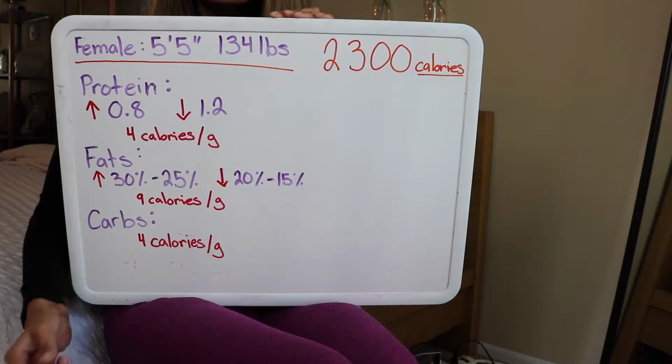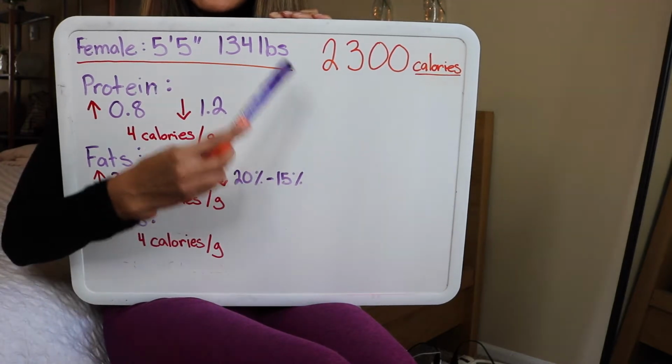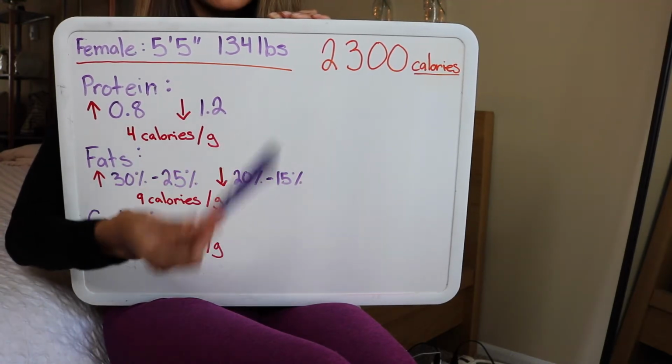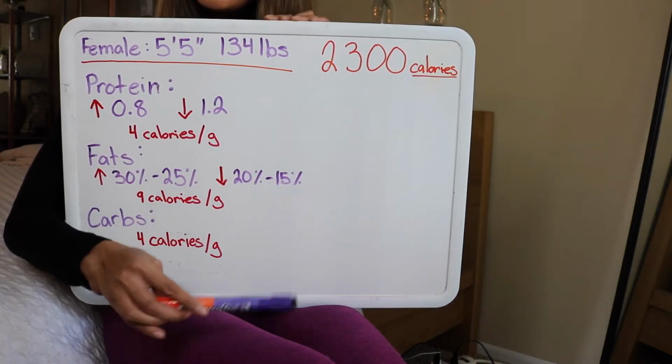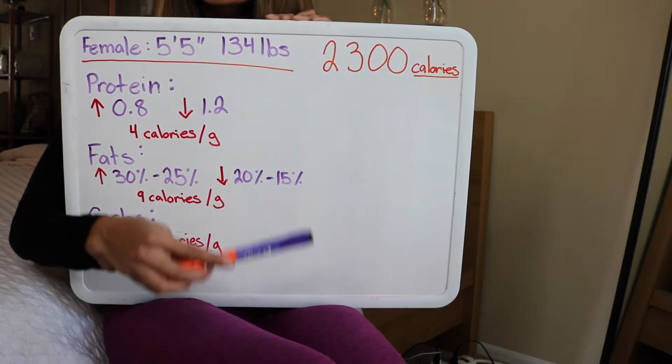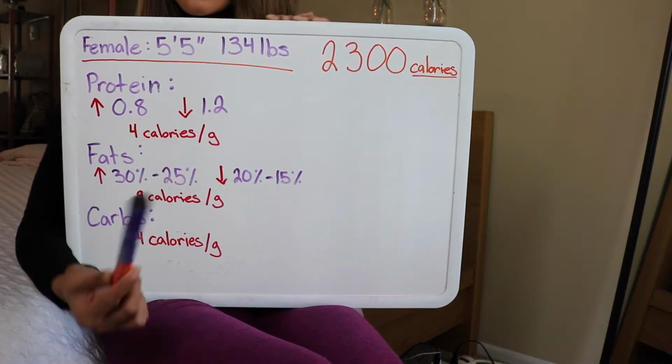134 pounds. The first thing you guys need to do is find the amount of calories you'll be eating in a day, and this number can vary depending on your goals. So my goal currently right now is to continue to put on more muscle, to be in a caloric surplus. So I am going to start at 2,300 calories.